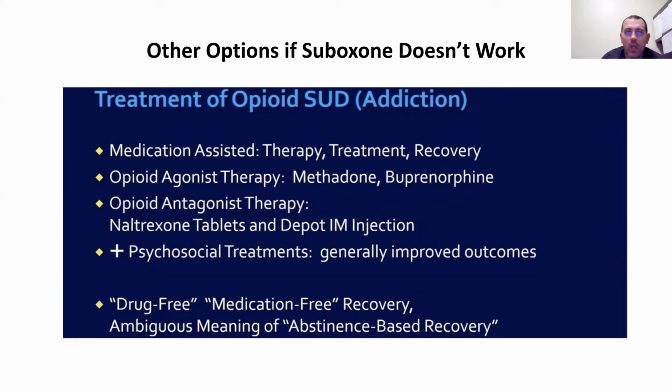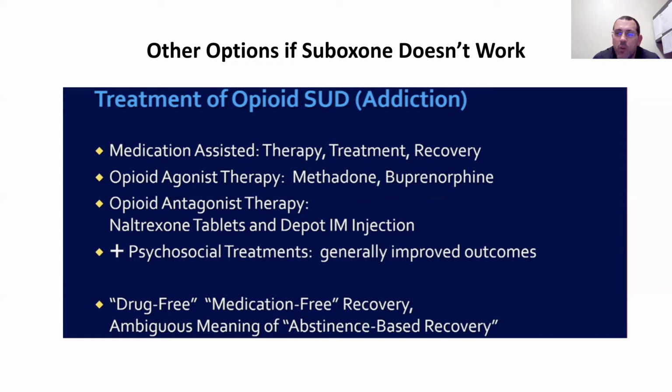Well, when we talk about treatment of opioid substance use disorder, we have another opioid agonist therapy besides buprenorphine, and that's methadone. Methadone is different. It is only prescribed by dedicated outpatient clinics, and so it's not something that we do in the hospital at the moment. However, there is opioid antagonist therapy with naltrexone. And recent papers have shown that naltrexone treatment can be as effective as Suboxone.